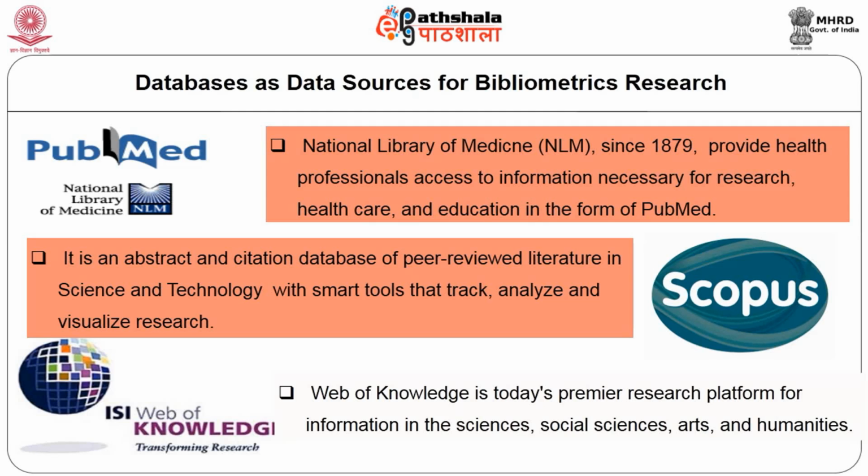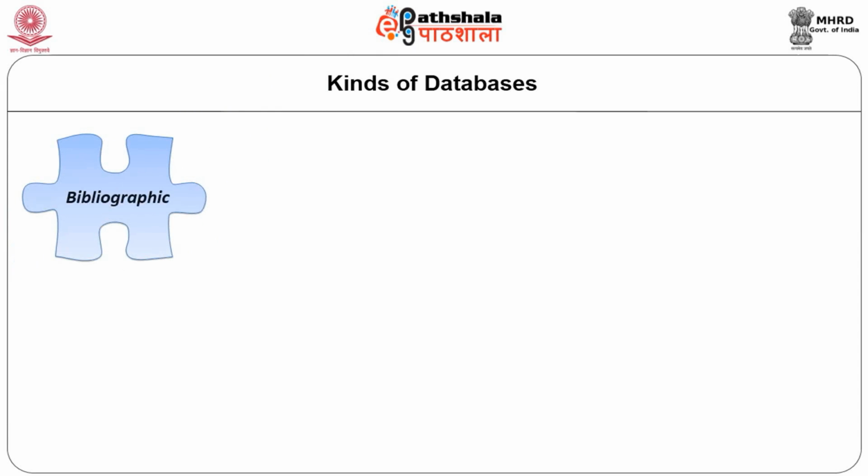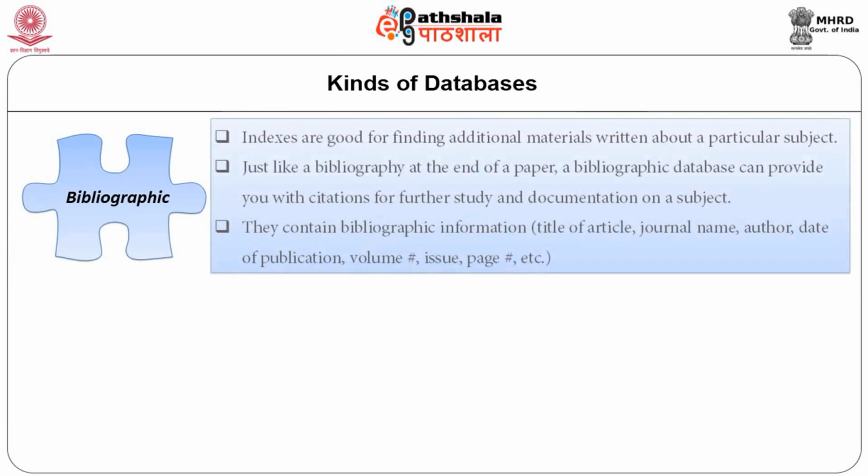As I said earlier, these data sources can be categorized into two categories. One is bibliographic databases and another one is citation databases. Let us try to understand the subtle difference between these two. Bibliographic databases or indexes are good for finding additional materials written about a particular subject. Just like a bibliography at the end of a paper, a bibliographic database can provide you with citations for further study and documentation on a subject. They may also contain the summary of the article.